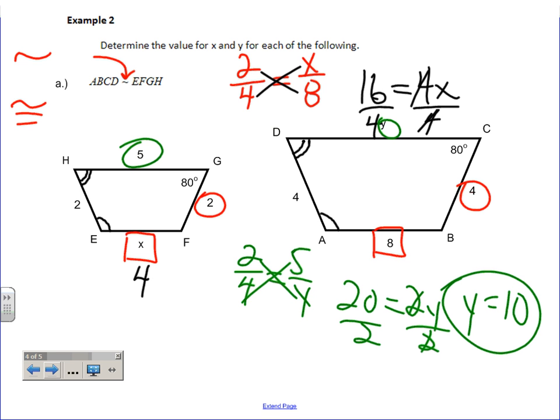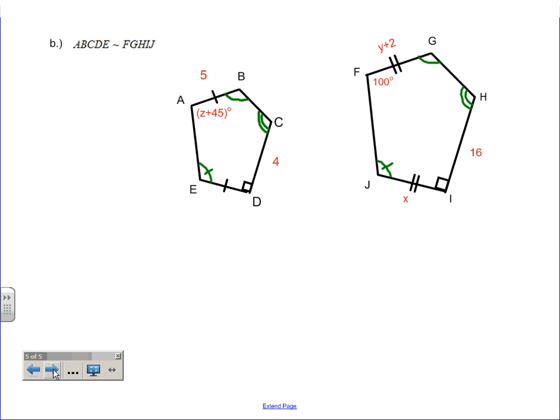What's different about the next example? Other than the fact it's a pentagon this time instead of a quadrilateral. Anything different? Yeah. We're talking about an angle this time, and I will tell you right now, this is the most commonly done wrong by a lot of people. Not necessarily x or y, but most commonly done wrong.